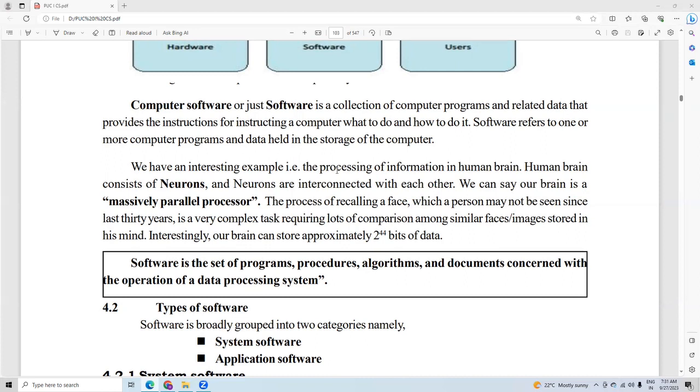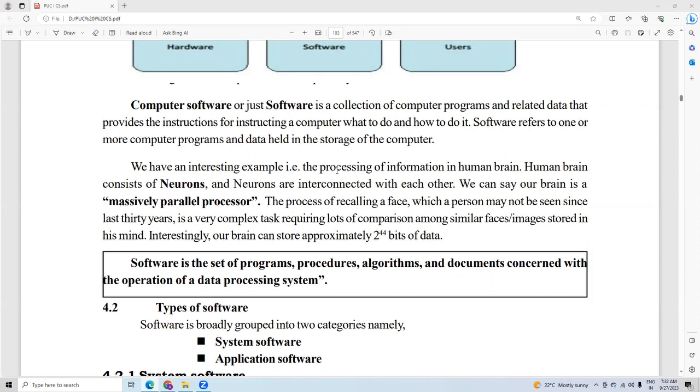How is it all possible? Who is trying to recall all that information? Where is the data stored? If you think about it, it is all the work of the human brain. The human brain consists of neurons, and neurons are interconnected with each other. We can say our brain is a massively parallel processor. Parallel processor means what? At the same time, it will be doing multiple works.